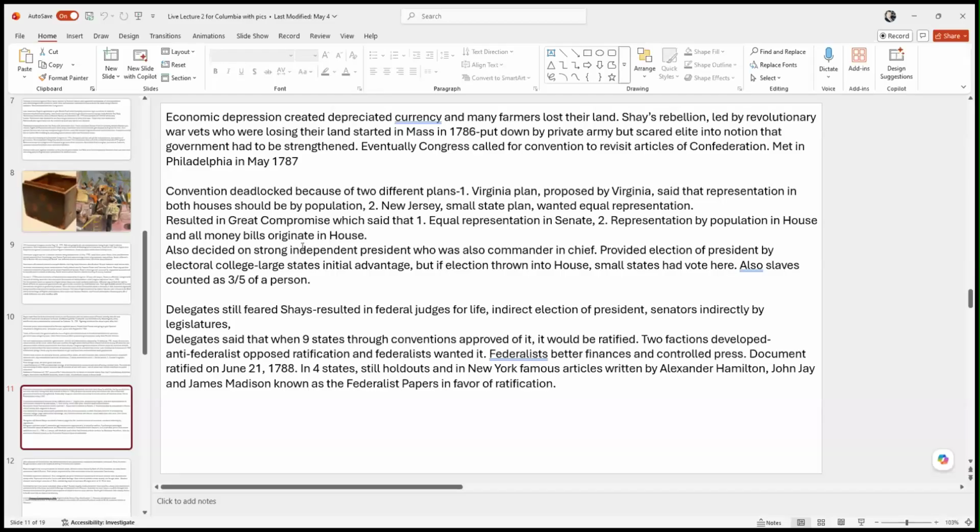And of course, you guys have already done this in class. There was a debate between the Federalists who were in favor of this new Constitution and the anti-Federalists who were opposed to it, and they debated back and forth. And they wrote the Federalist Papers, basically as kind of a debate about it. And eventually, the Federalists won. They got enough states to ratify it, and this becomes basically the new basis for the new government.